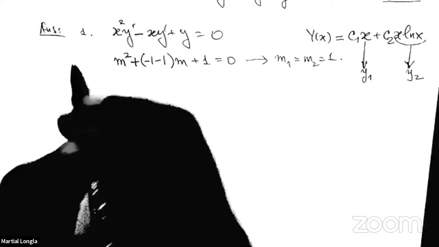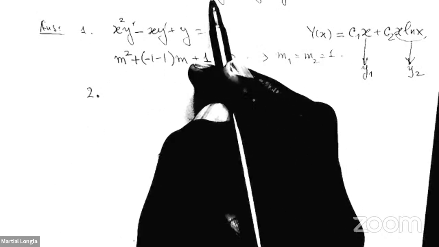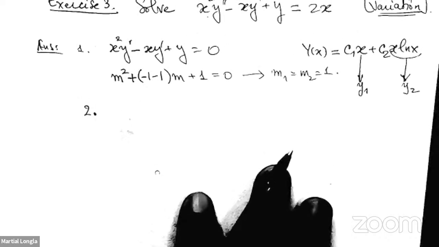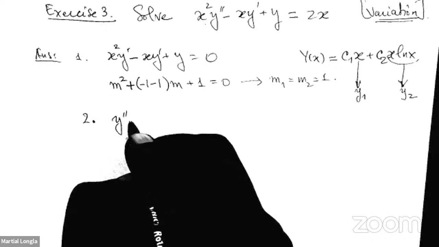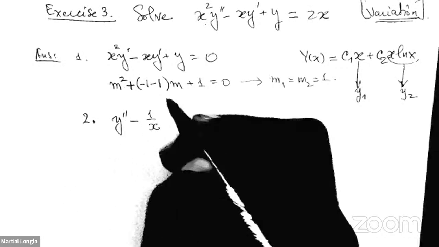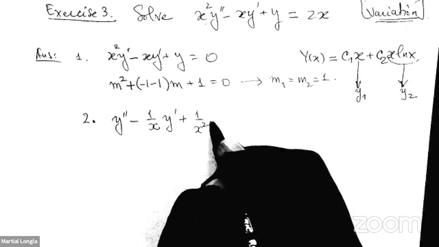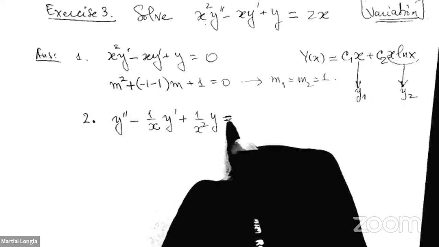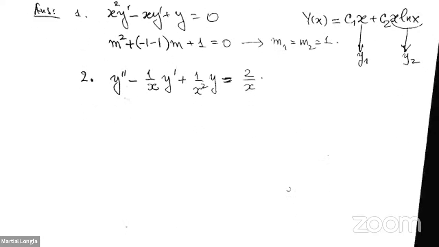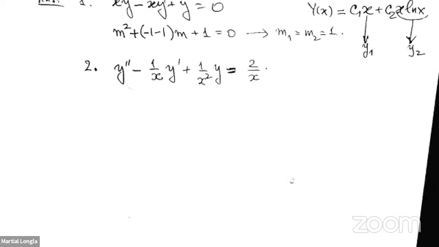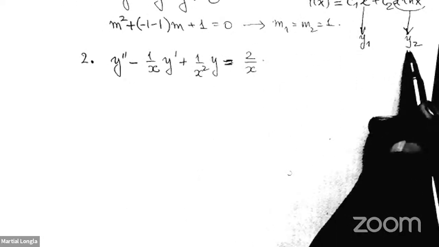And moreover, we want to make sure that the coefficient in front of the second derivative is 1, which is standardizing. So it's going to be y double prime minus 1 over x y prime plus 1 over x squared y equals 2 over x. So this is the problem that is to be solved using variation of parameters. And for this problem, y1 is this and y2 is that.